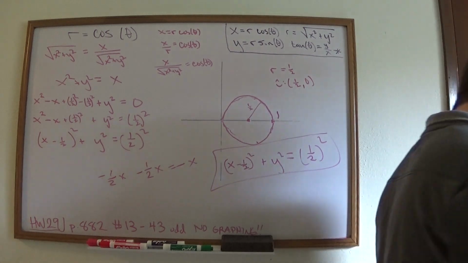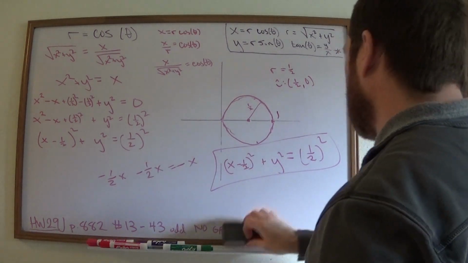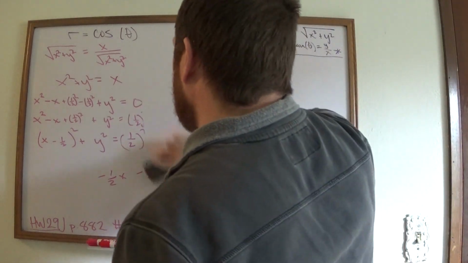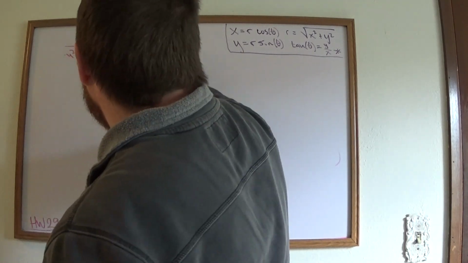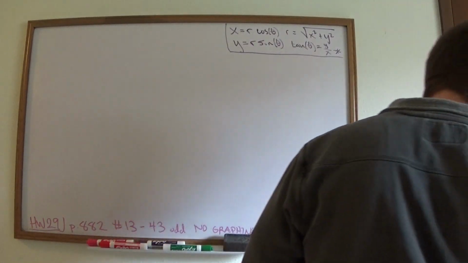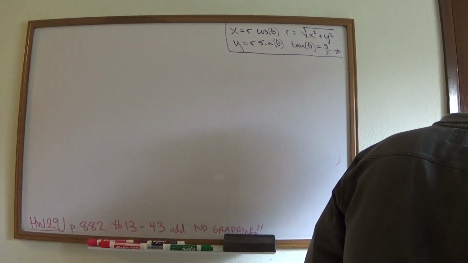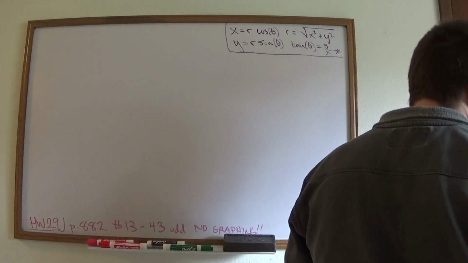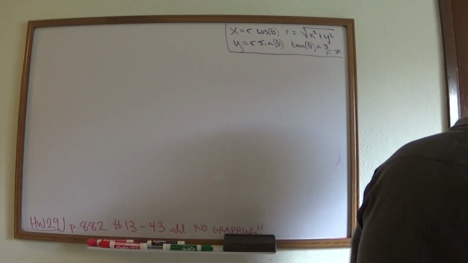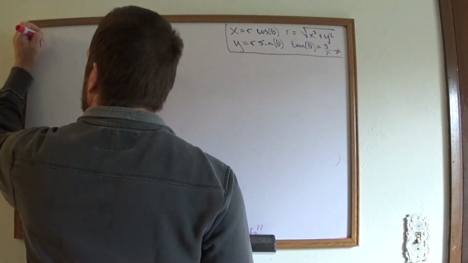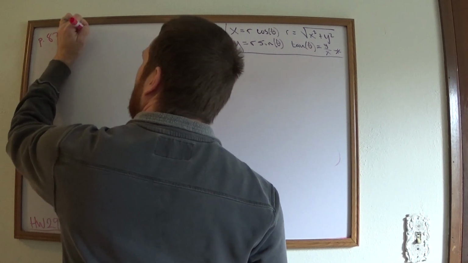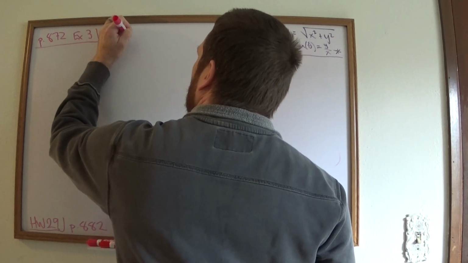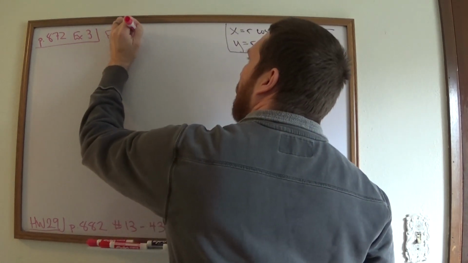Okay. So let's go in the opposite direction real quick. Let's say we're given something in Cartesian coordinates, and we want to find it in polar. Your book does this. Your book says, find the polar equation of an arbitrary line. This is not a problem, this is an example they give. This is on page 872, example 3: find the polar equation of an arbitrary line.